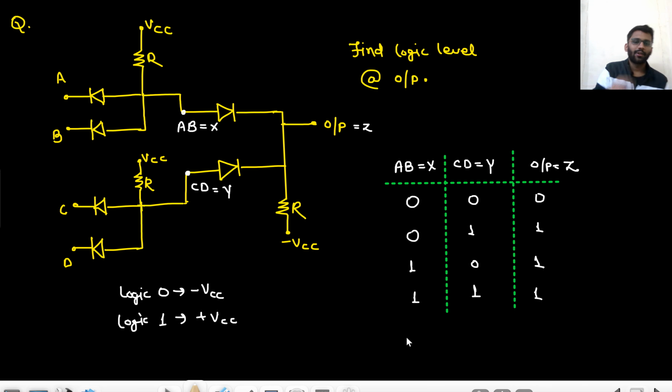Right? So what kind of gate is that? Z is equal to output. It's AB plus CD, right?